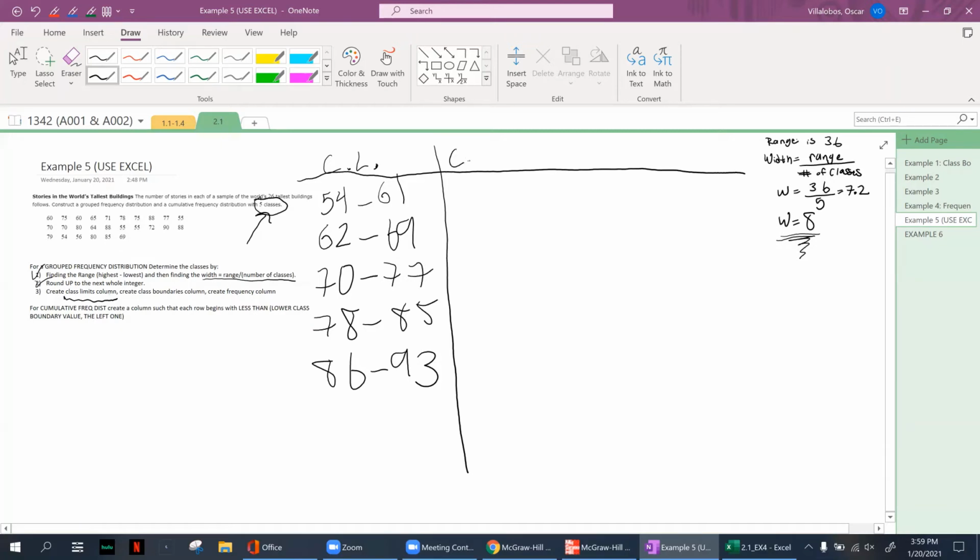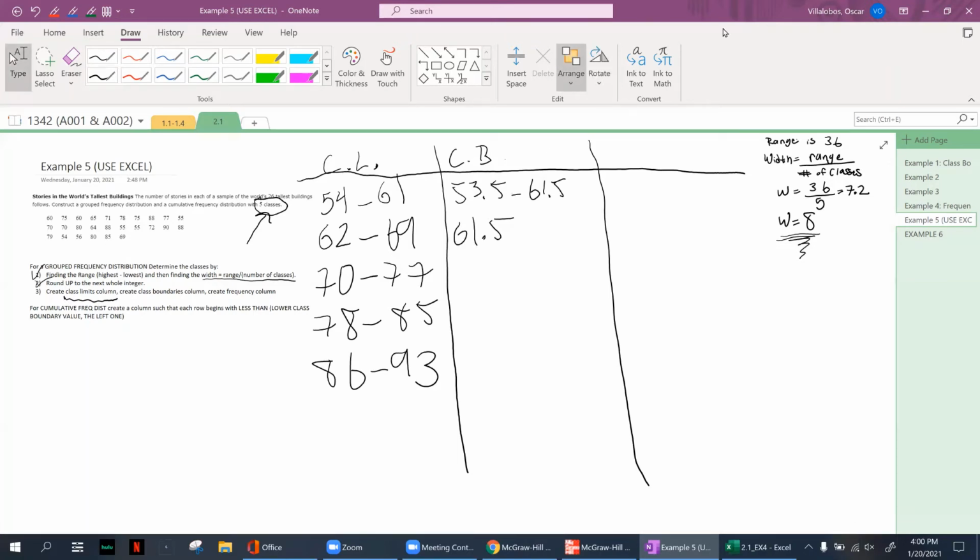Now you need your class boundaries, and this is where you subtract 0.5 and you add 0.5, pretty much example 1, the one that we did. So please be sure we know how to do this. I'm going to go ahead and fill in the required information to save us time. I'll be right back. And ta-da! There we go. Here are my class boundaries.